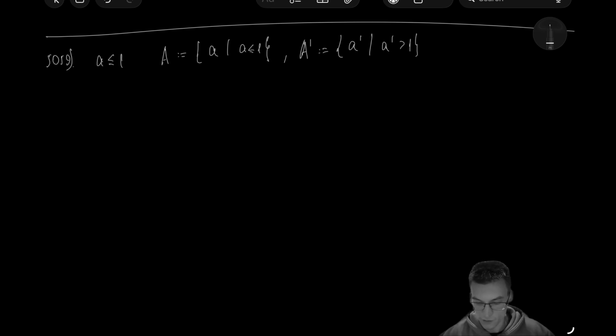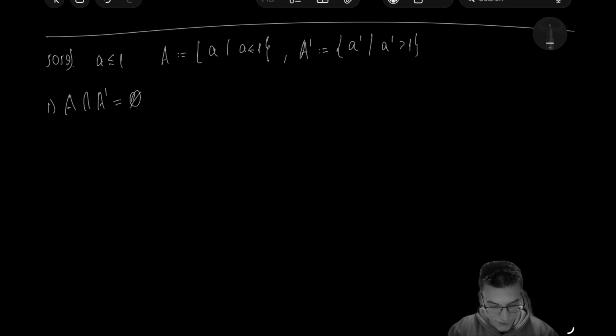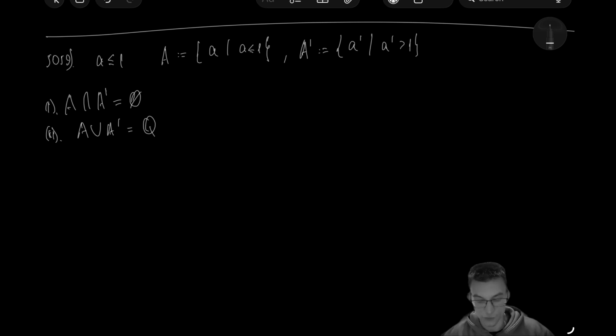What is the main property of these two sets? The main property is that if we try to find the intersection of these two sets, we can see that their intersection is an empty set. Another property of these two sets is that their union is the set of rational numbers, because we are considering them over our set of rational numbers that we defined 2 videos before.